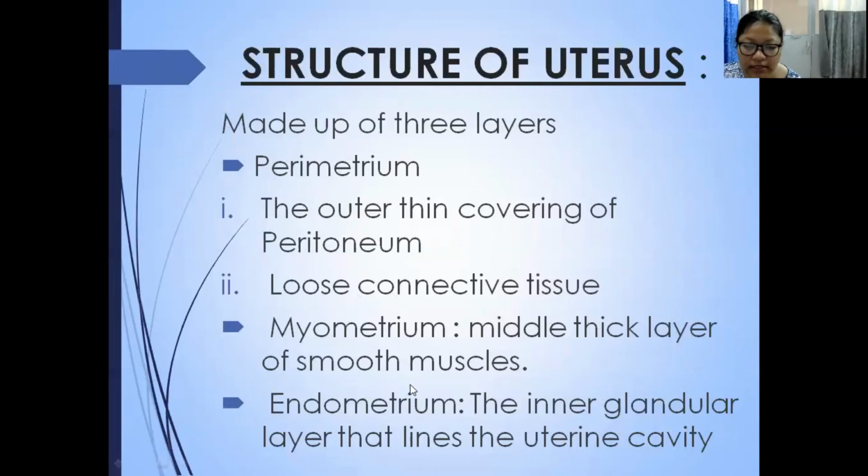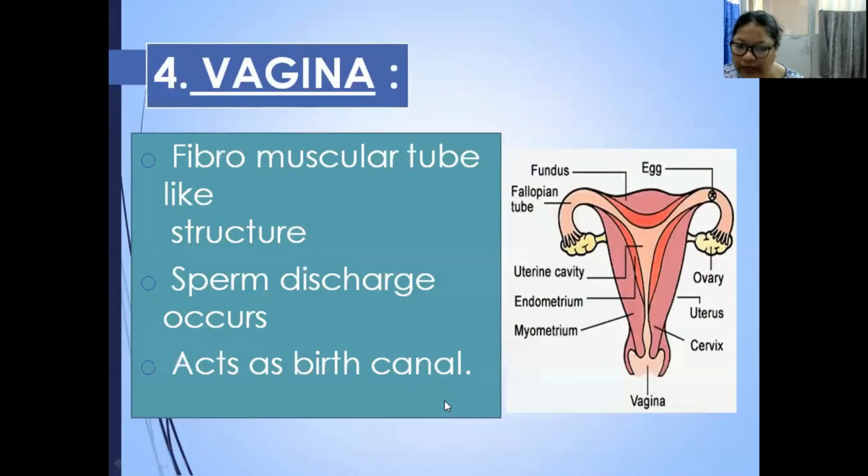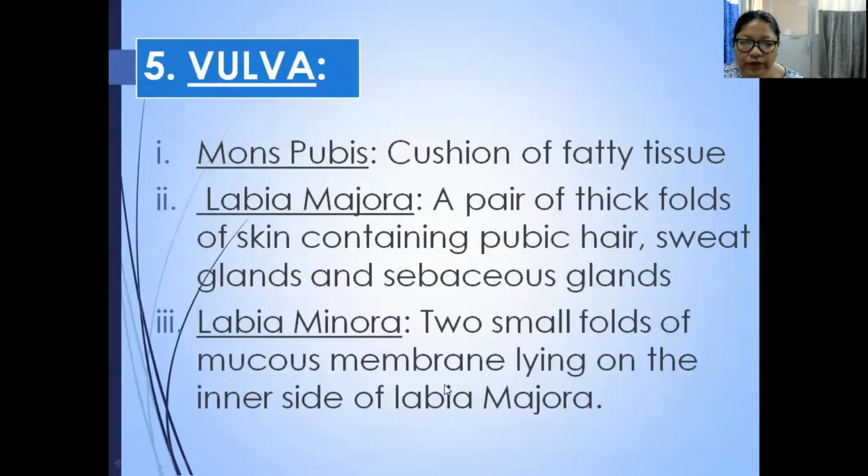And next is the endometrium, the inner glandular layer that lines the uterine cavity. That means it undergoes a cyclical change during the menstrual cycle. It is in this layer that a series of changes takes place when the menstrual cycle starts in the body of the female. Next, we have the vulva.